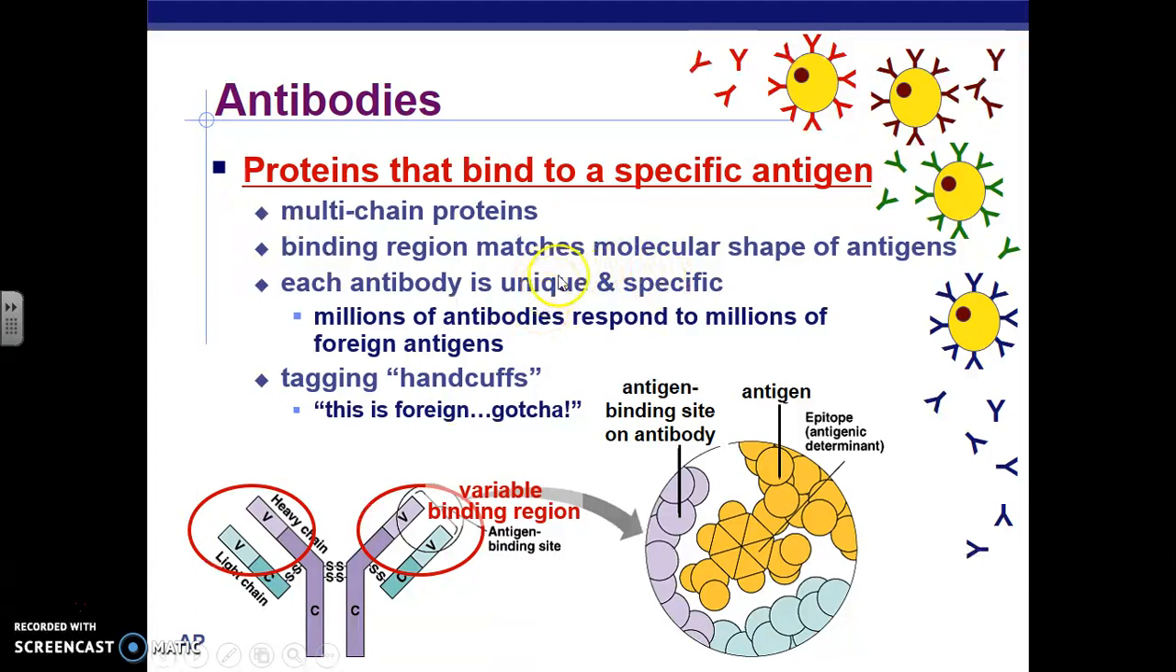One antibody can respond to one antigen, and there are millions of different antibodies that can be made by B cells. In some ways, and we're going to look at this in a little bit more detail in a second, antibodies are kind of like handcuffs. They bind to the antigen and tag it, being like, I've got you. You're now going to go to jail. They tag foreign particles or antigens that they recognize and say, you are not supposed to be here. I am going to handcuff you until help can come and get rid of you.